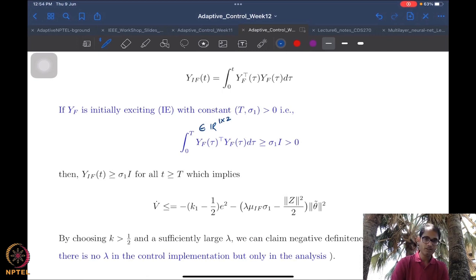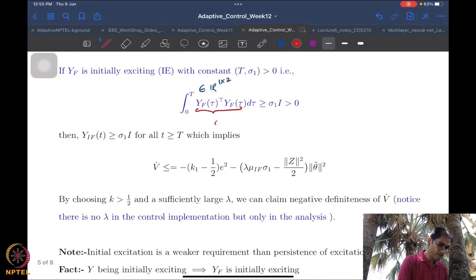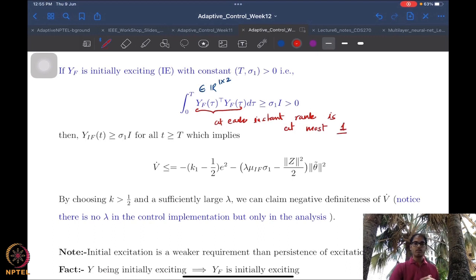Yeah, so if you multiply, it's at most rank 1. So YF is at most rank 1, and YF transpose is also at most rank 1. So it should be obvious to you that at each instant the rank is at most 1, right? Because the rank of the product of matrices is at most the smallest of the ranks of the matrices involved. Here YF is the only matrix involved, it has rank 1, so the rank of the product can be at most 1.